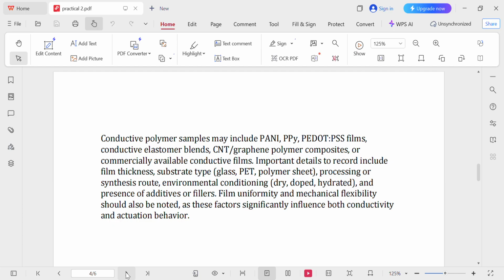Next, film uniformity and the mechanical flexibility should also be noted, as these factors significantly influence both the conductivity and the actuation behavior. Means it is also important to check whether the film is smooth and evenly made and how flexible it is, because these properties affect how well it conducts electricity and how well it moves or bends.